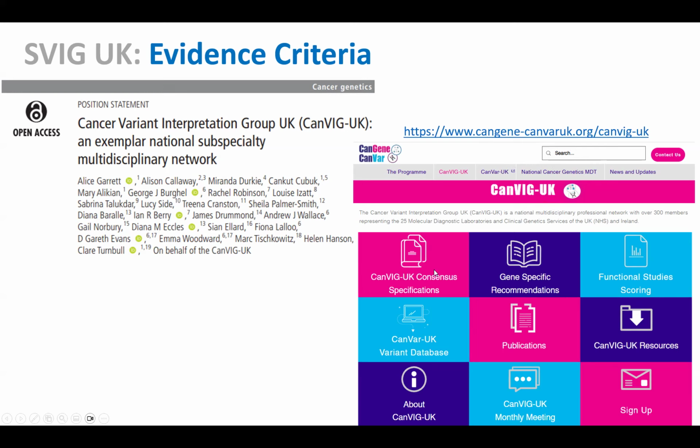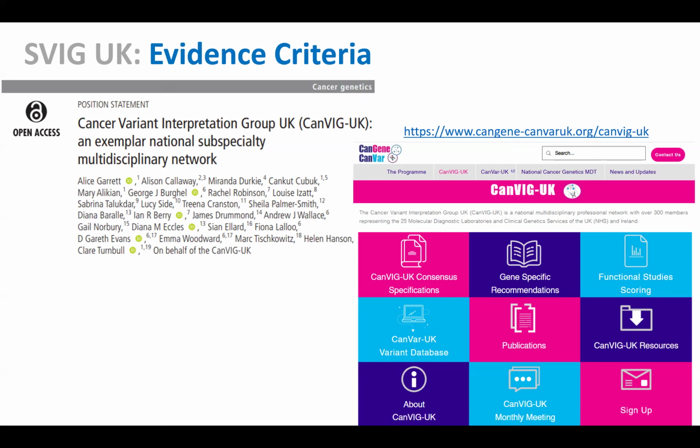So we put our consensus specifications on it. We also have various gene-specific recommendations, some functional study scoring, which is important for a lot of the big cancer genes, and also a CanVar-UK variant database. Again, this is currently mainly germline, but we are looking at options to have also a somatic database. I don't know if you use COSMIC much, but it is now gone behind a paywall. And probably if any on the call are from outside the US, you may have experienced difficulties accessing GENIE recently.